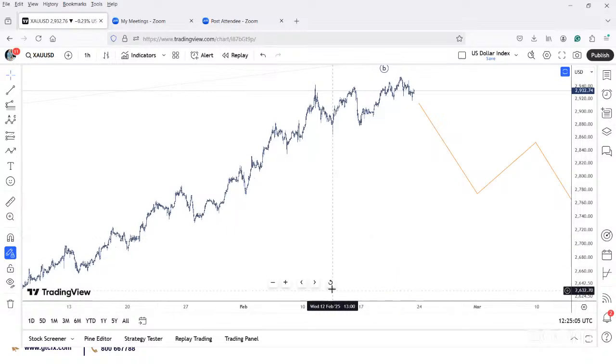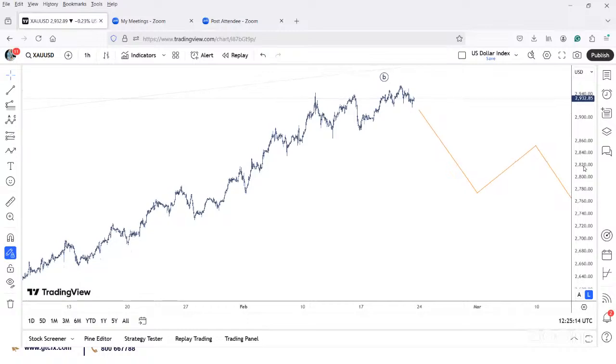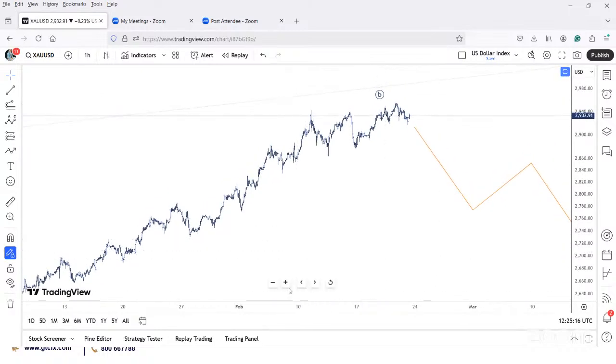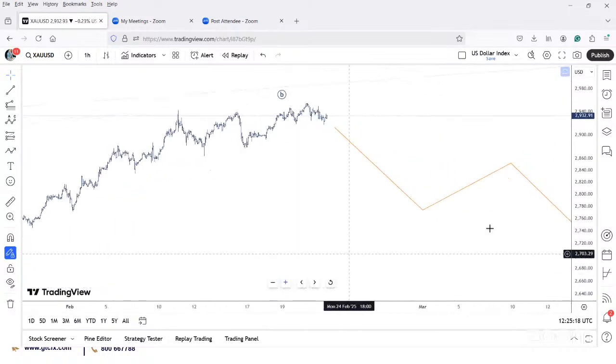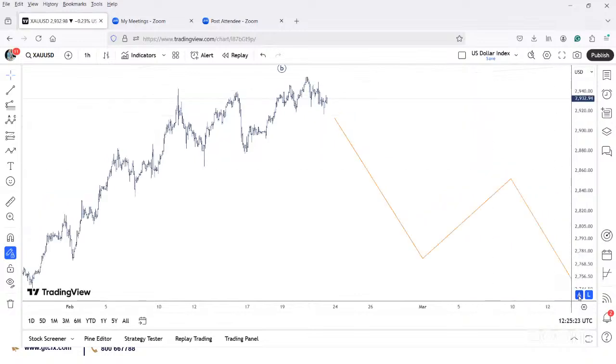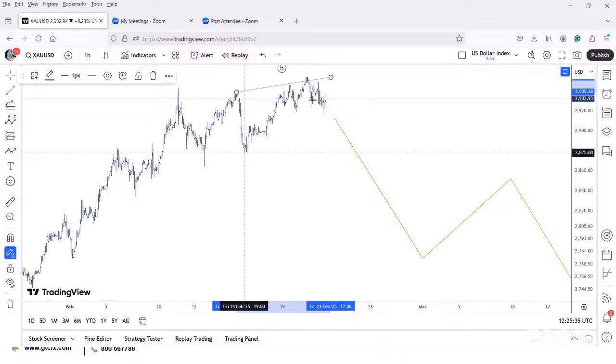Let me bring up what the story is in the hourly. Here we can see a proposed ending diagonal coming into play. If I connect the dots here of the diagonal structure, that is the first one, and here's the second option.